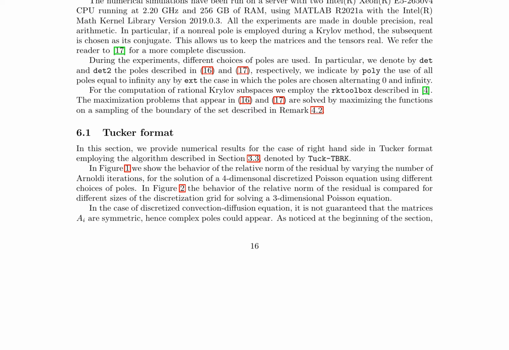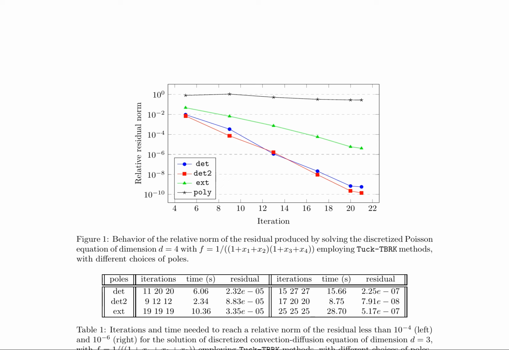The results are presented in figures 1 and 2 for the Poisson equation and convection diffusion equation, respectively. The authors note that complex poles can appear in the case of non-symmetric matrices, and they refer the reader to 17 for a more complete discussion. Here is a combined summary of pages 17 and 18 of the research paper.